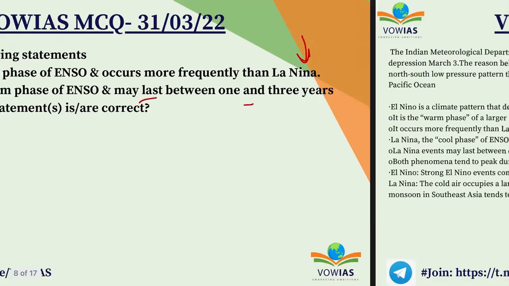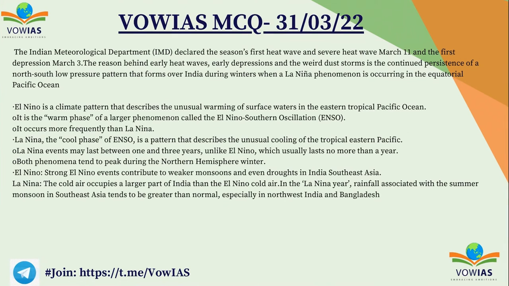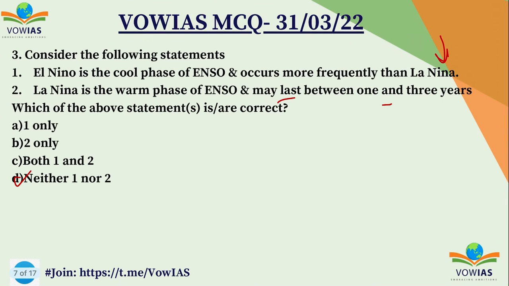The Indian Meteorological Department declared the season's first heat wave, and the severe heat wave will be there between 11th of March and March 13th. The reason behind early heat waves, early depression and weird dust storms is the continuous persistence of a north-south low pressure pattern that forms over India during the La Nina phenomenon, which is occurring in the equatorial Pacific Ocean. So that's why El Nino and La Nina are very important for us. Both these concepts are important from the examination point of view, because in the last couple of years we have seen a few questions on these concepts, right?